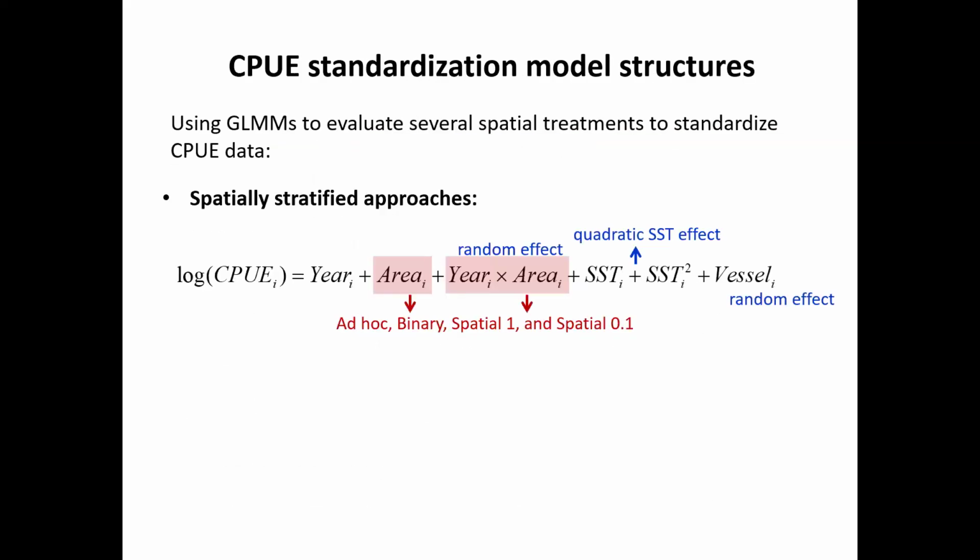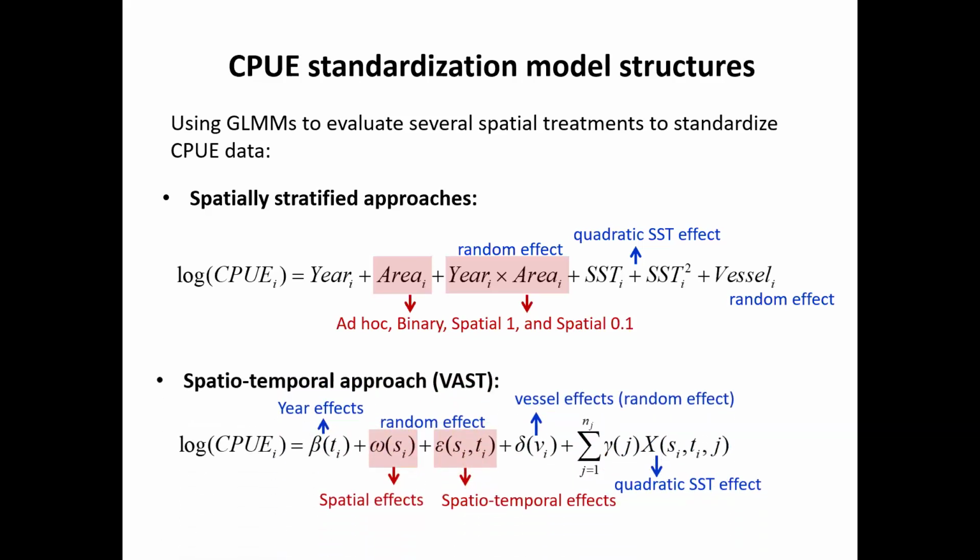So this is the model structure used in this study. We use the GLMM model to evaluate the several spatial treatments. This is the spatially stratified approach. This model considers the year, the area, where the area depends on the different methods, and the spatio-temporal effect, which is the interaction between the year and the area effect. This is a random effect. We also consider the quantitative SST effect and the vessel effect, and the vessel effect is a random effect.